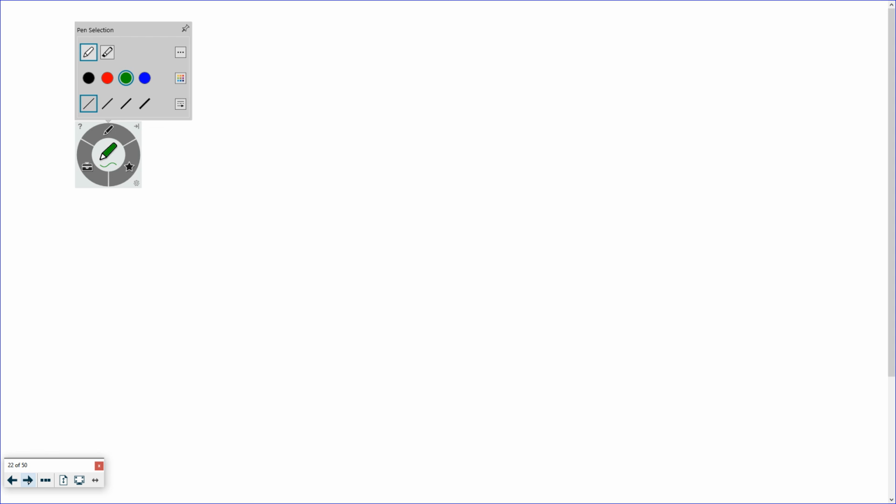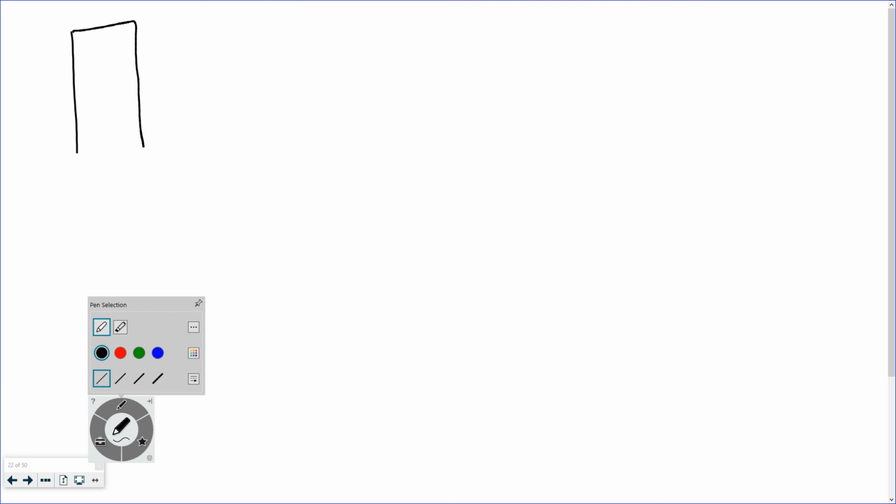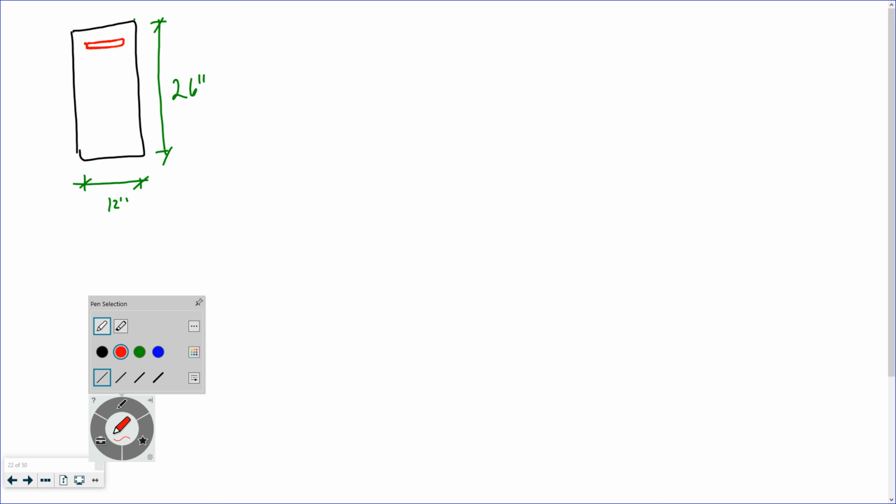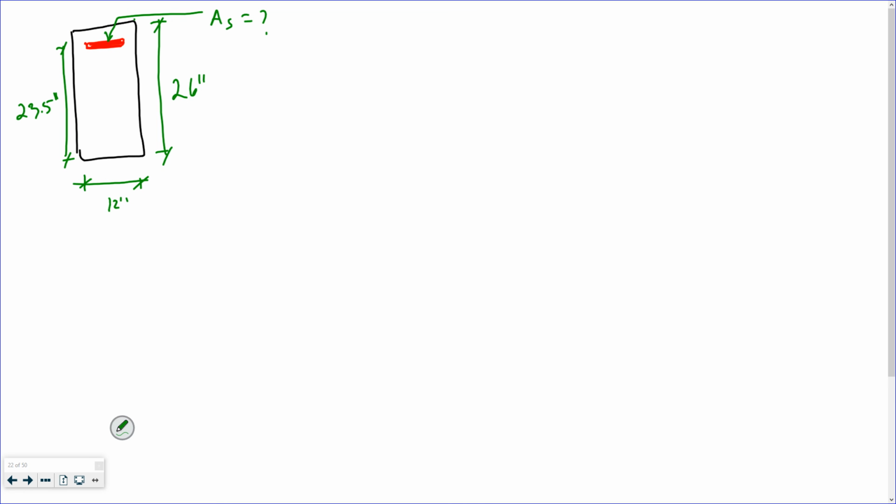I now have, I guess I can draw it, right? I'm going to say cantilever that's 26 inches tall. Put that at the bottom. Okay. 12 inches wide. And I need to guesstimate an area of steel, right? I remember it's going to be at the top. And I just said my D is about equal to 23.5 inches.